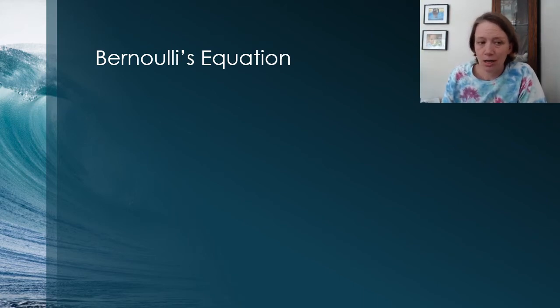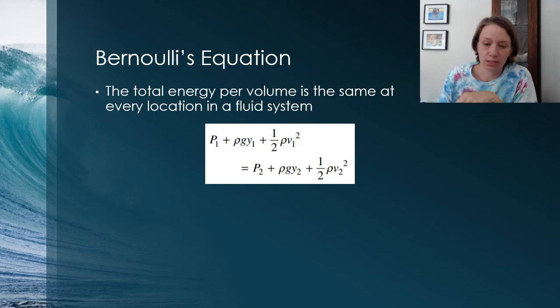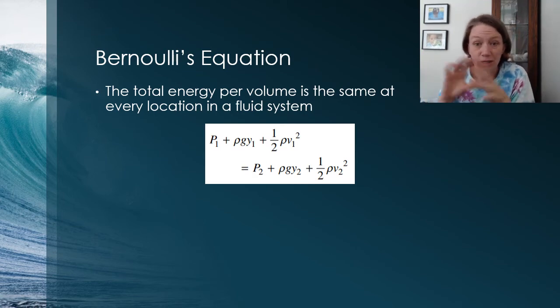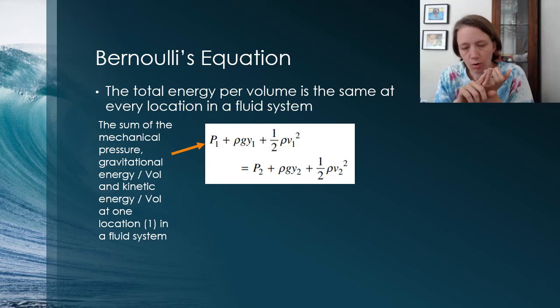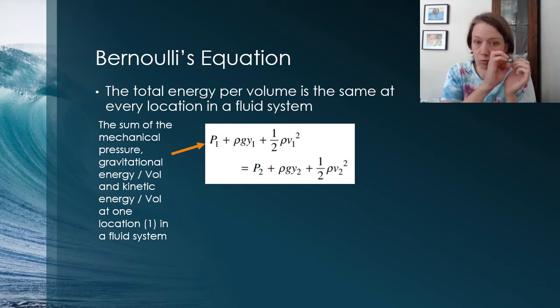Bernoulli's equation basically says that the total energy per unit volume is the same at every location in a fluid system, but that there's 3 different kinds of energy that might exist at any location. So the top of that equation is basically location 1. And what we want to do is sum up the mechanical pressure, the gravitational energy pressure, and then the kinetic energy pressure at location 1.